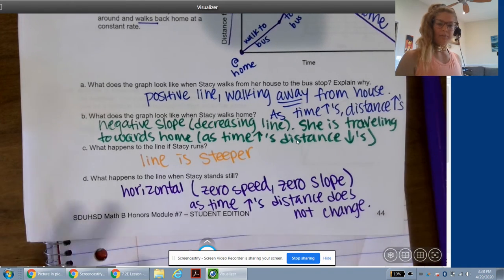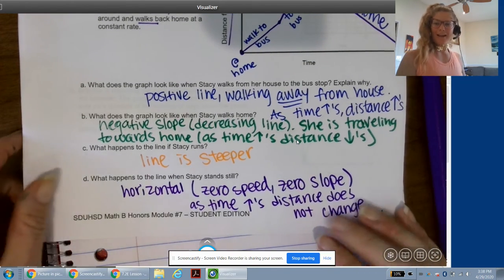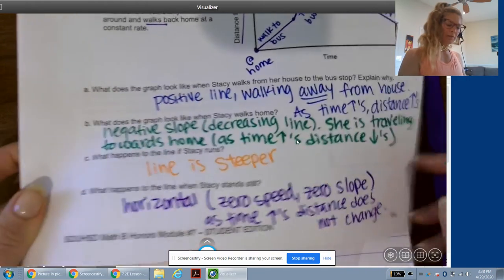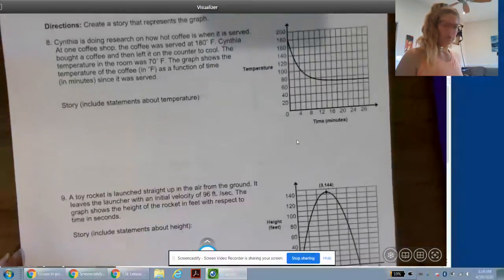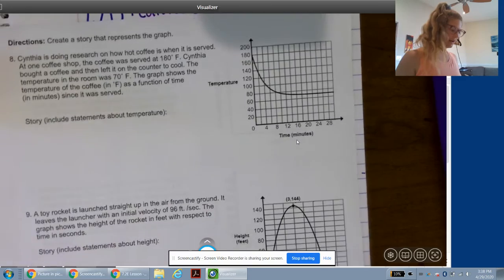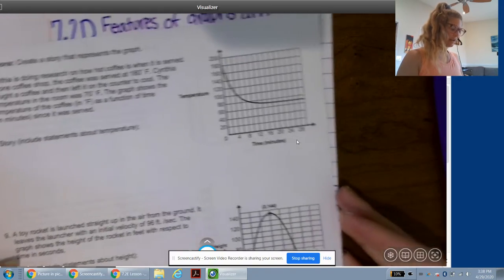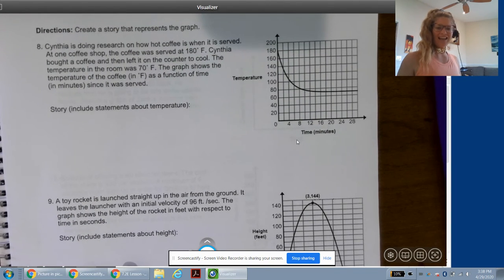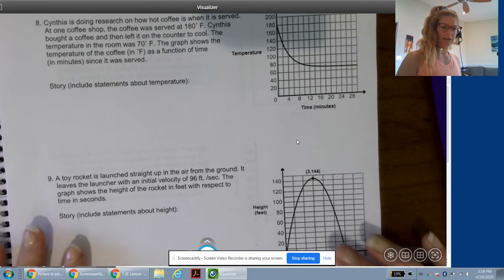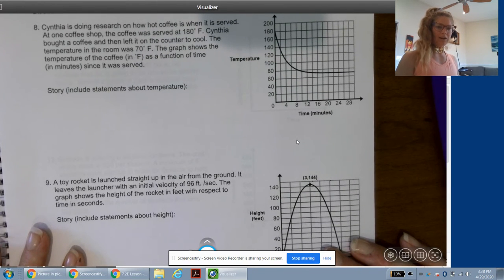Awesome. So there's a little example of creating a distance time graph from a real world situation with our friend Stacy. Okay, let's take a look at some other real world situations. So we have Cynthia. She's doing research on how hot coffee is when it's served. And at one coffee shop, she was served coffee that was 180 degrees Fahrenheit. Cynthia bought the coffee and then left it on the counter to cool. And the temperature in the room was 70 degrees Fahrenheit. And the graph shows the temperature of the coffee in degrees Fahrenheit as a function of time in minutes since it was served.